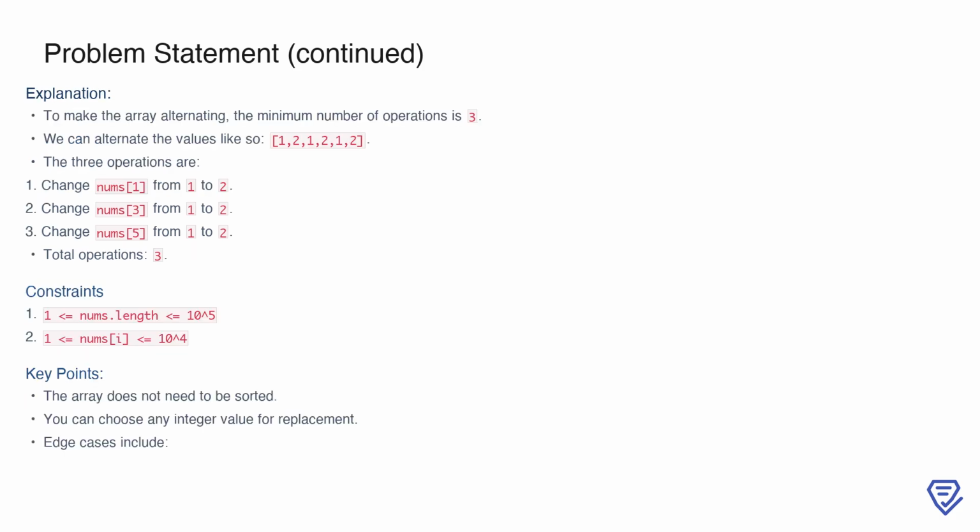In the third example, the array is 111111 and the output is 3. To make it alternating, we could transform it into 121212. Here, the even indices 0, 2, 4 retain the value 1, while the odd indices 1, 3, 5 hold the value 2. Accomplishing this requires 3 operations. We change nums[1] from 1 to 2, nums[3] from 1 to 2, and nums[5] from 1 to 2. With these 3 changes, the array becomes alternating. This demonstrates how we minimize the operations while ensuring the array satisfies the conditions.